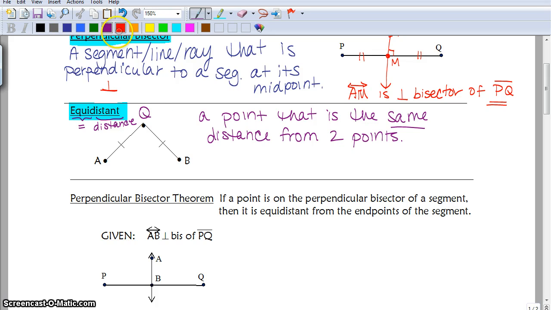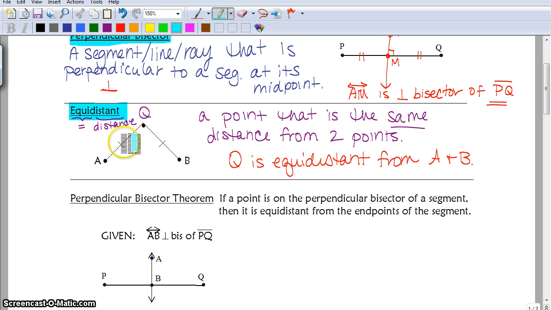Well, hopefully your answer was Q, because you can tell it's the same distance from A as it is from B because of these tick marks. So we would say that Q is equidistant from A and B. Okay, so Q is equidistant from A and B. All right, one more vocabulary term.